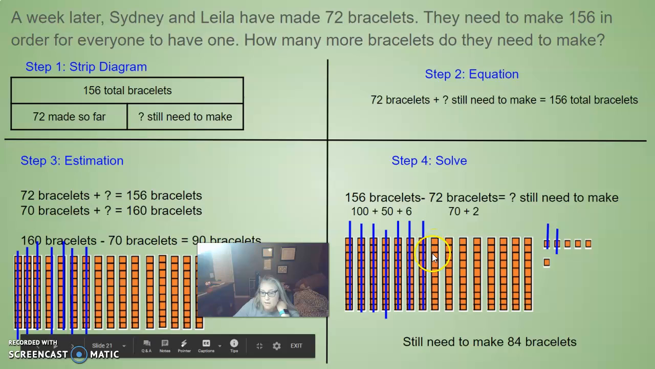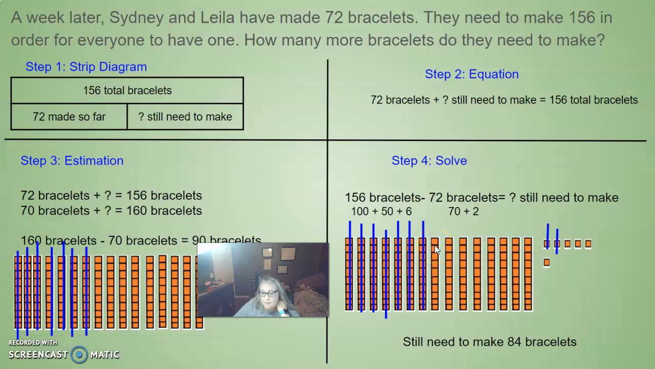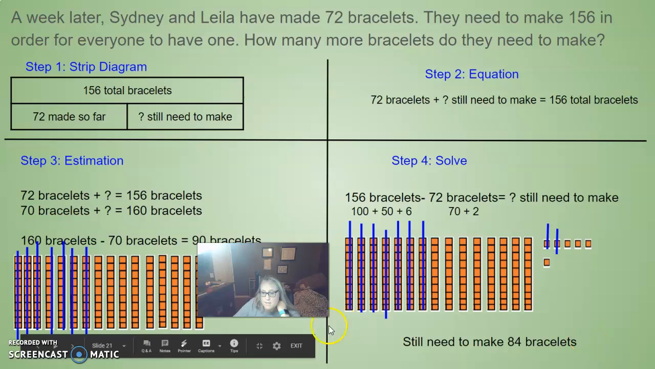So I can look at my base 10 blocks and count them to decide how many bracelets I still need to make. So 10, 20, 30, 40, 50, 60, 70, 80, 81, 82, 83, 84. So the girls need to make 84 more bracelets in order to get back to their total of 156.